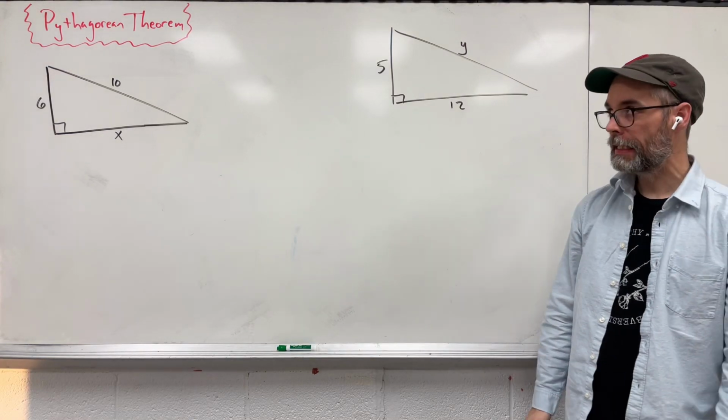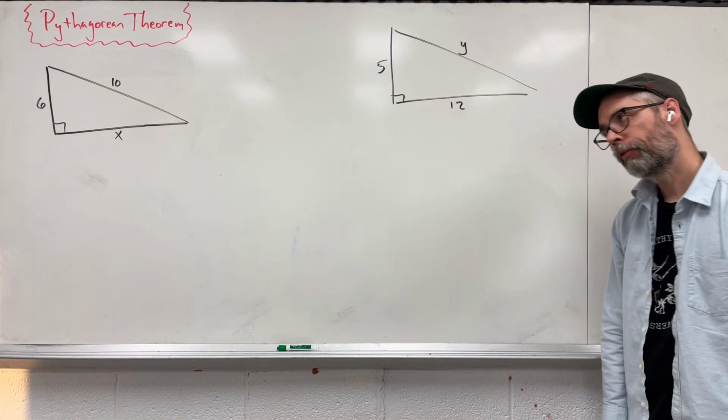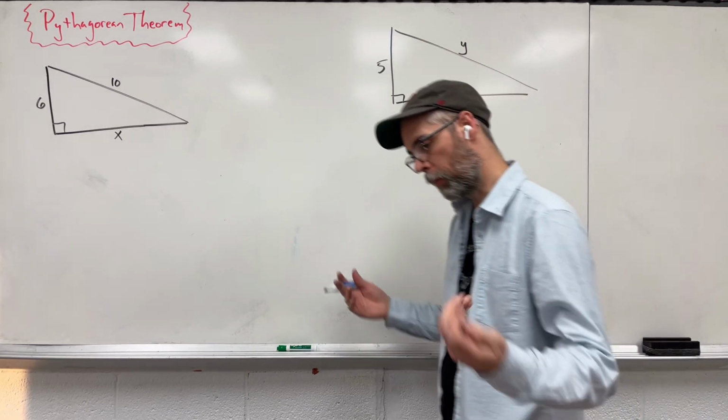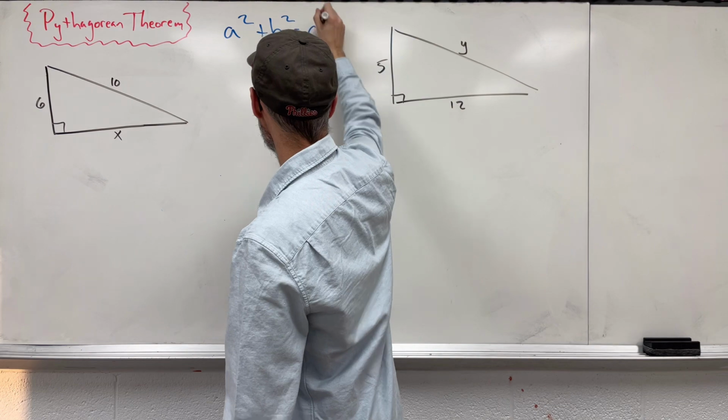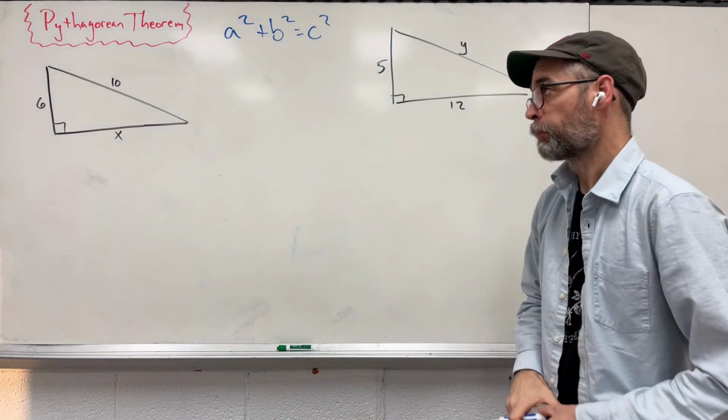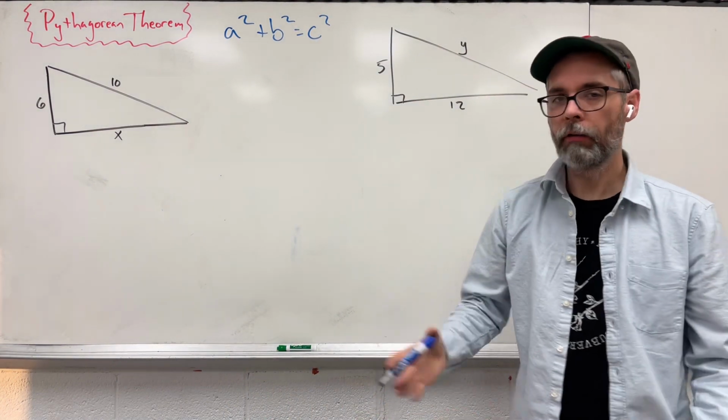Hi, today we're going to take a look at the Pythagorean theorem. So Pythagorean theorem, we have this formula. The formula says a squared plus b squared equals c squared. There's a big proof to figure out how to get there. I don't really care about that.